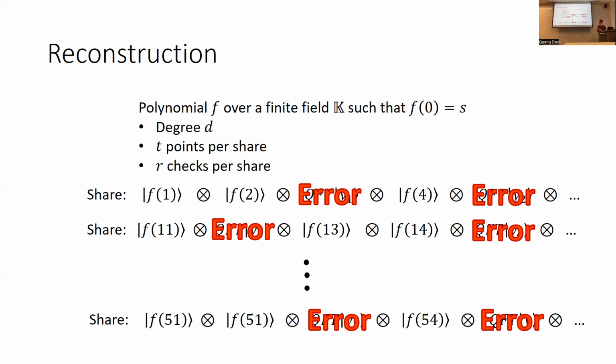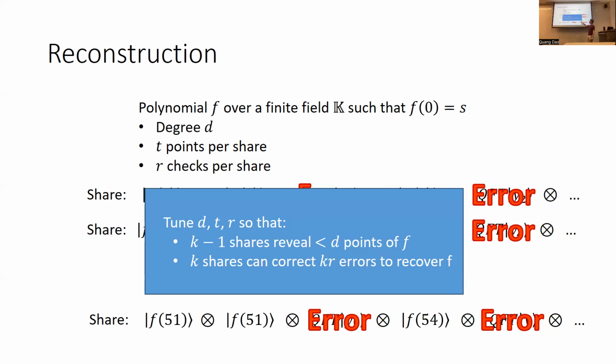So what we want is that if you have an authorized set of shares, then you actually have enough evaluations of F to correct these errors. Specifically, we're going to tune the degree, the number of points per share, and the number of checks per share, so that any k-1 shares reveal less than d points of f, in which case the polynomial is undetermined, and they have no information about the secret. At the same time, k shares are authorized, and they have kr errors. Since they're authorized, we should be able to correct k times r errors, and this gives us f.